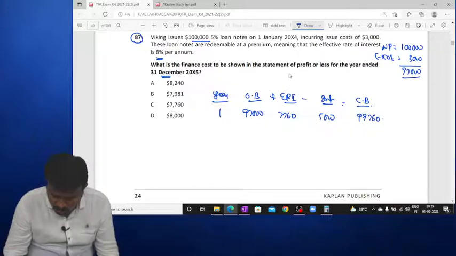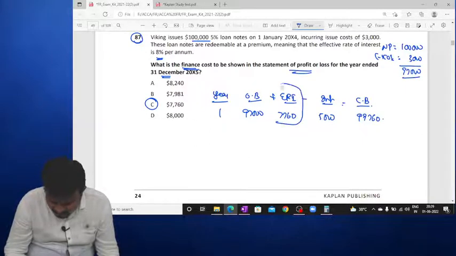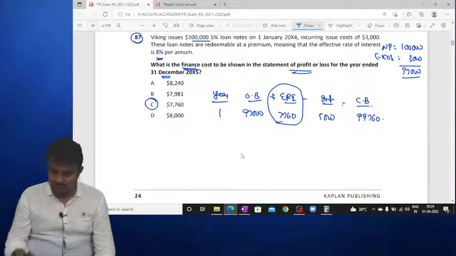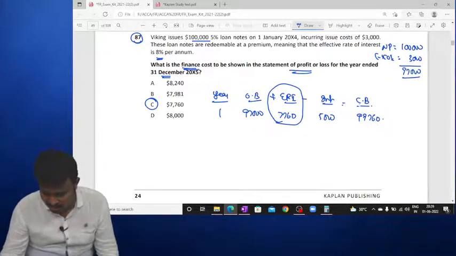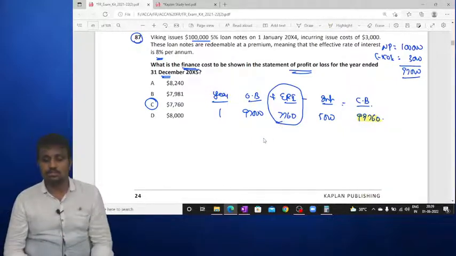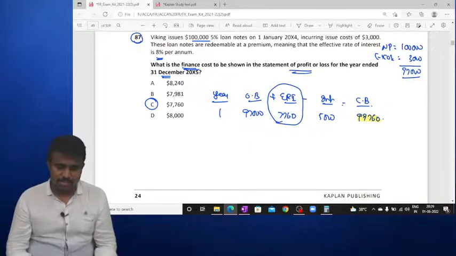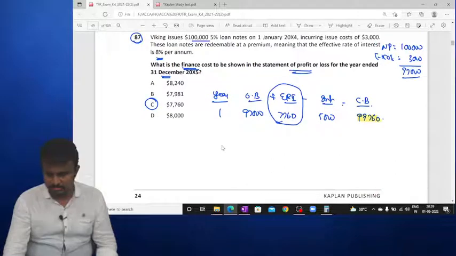Here they are asking for the finance cost to be shown in the statement of profit and loss, which is the effective rate of interest, 7,760. For example, if they asked for the amortized cost to be shown in the balance sheet, then we have to consider 99,760. But they are only asking for the finance cost, so the answer is 7,760. Clear?